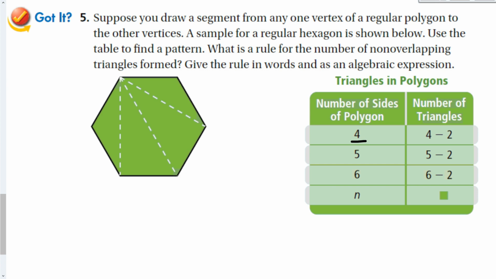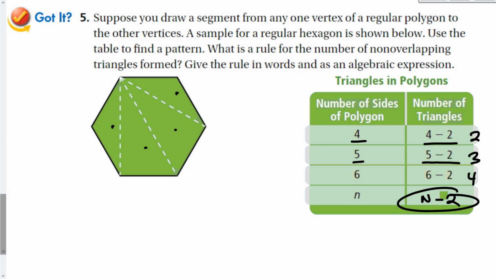So we have 4. The number of triangles would be 4 minus 2. At 5, we have 5 minus 2 triangles. So this is going to be 2. This is going to be 3. This is going to be 4. Okay? And I can see 1, 2, 3, 4 triangles. Okay? So for n, we're simply going to go n minus 2. And that would be the number of triangles formed by a regular polygon. So that's my expression. In words, it's very simple. 2 less than n, or n minus 2.